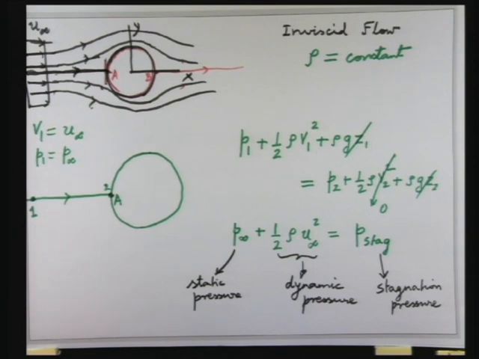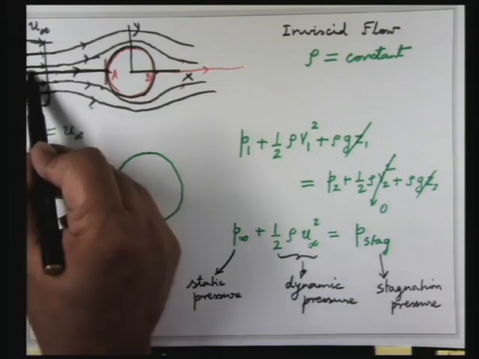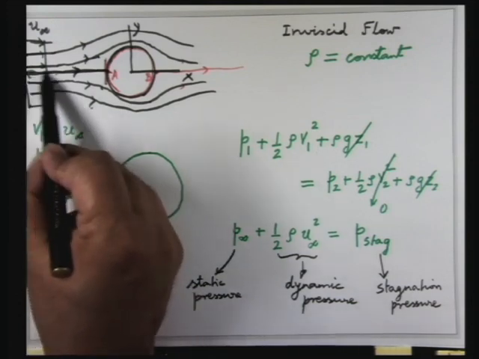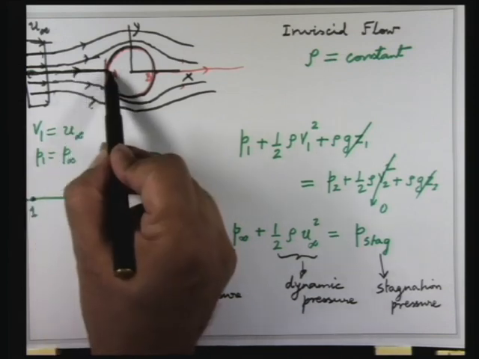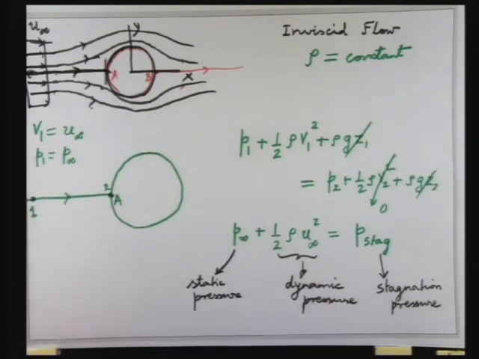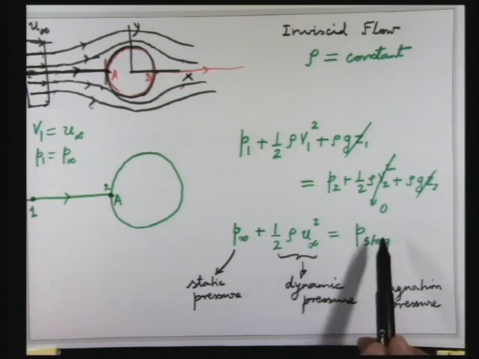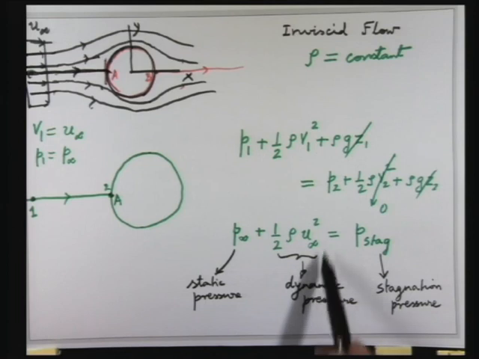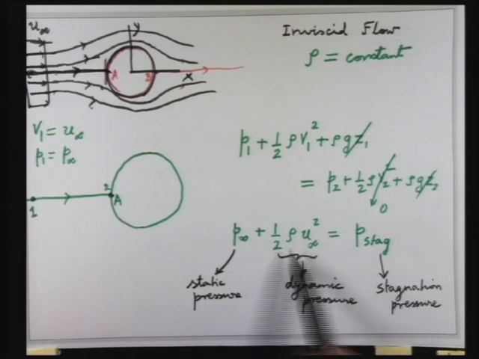So you can think of it this way: if you have a fluid particle here, it is moving along this streamline, and when it comes here, it has been brought to rest. When the particle has been brought to rest, and this is an inviscid fluid, so this is a reversible process, the kinetic energy is converted into pressure over here. So this was there because of the motion of the fluid. So this is kinetic energy per unit volume. That is why it is called dynamic pressure, because it has something to do with the motion of the fluid particle.